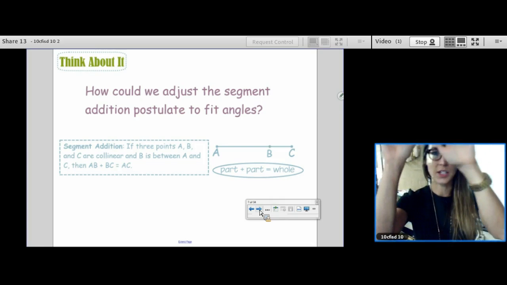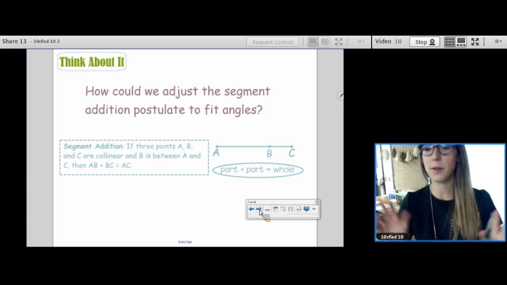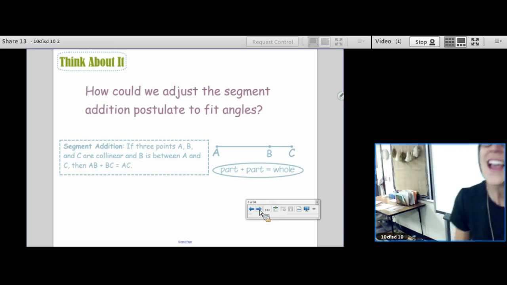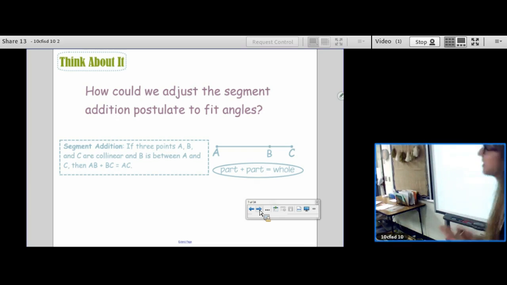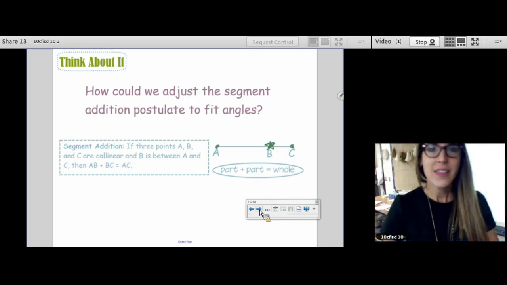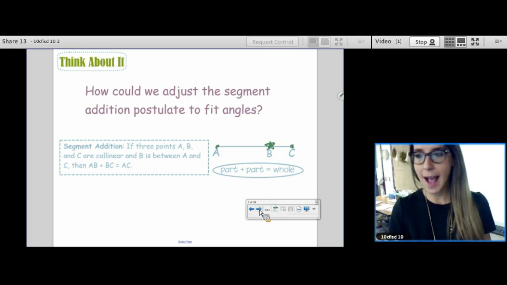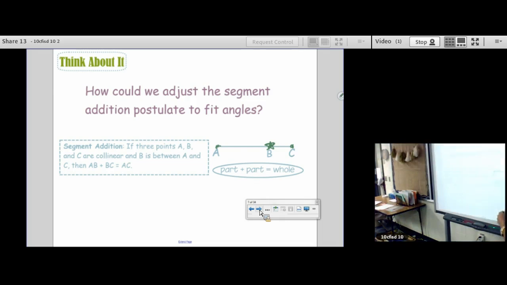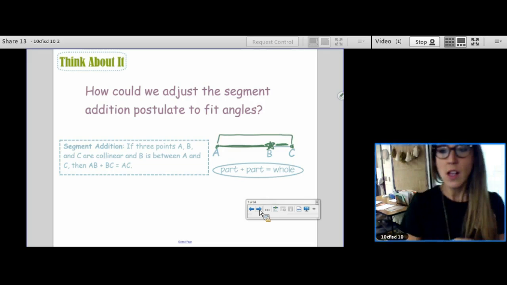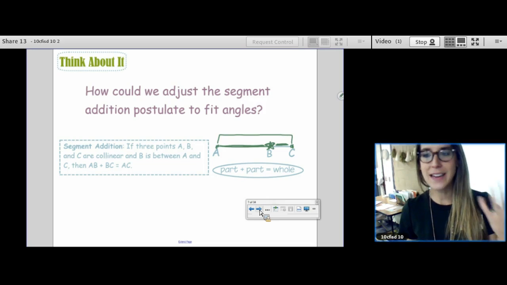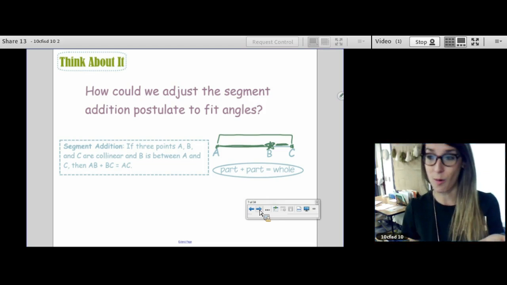Last unit, go back to last unit, ready? Okay, now we're in last unit. It's like 2 weeks ago. And we learned a segment addition postulate. That's what it was called technically. If three points A, B, and C are collinear, with B between A and C, then the length of this segment plus the length of this segment equals the length of this segment. And we nicknamed it part plus part equals whole.